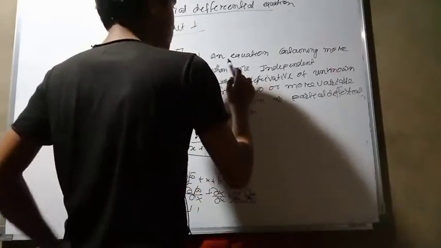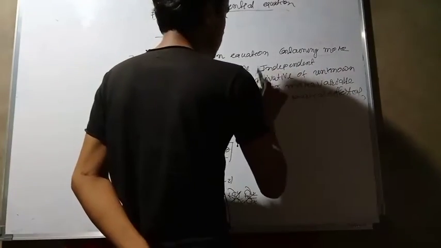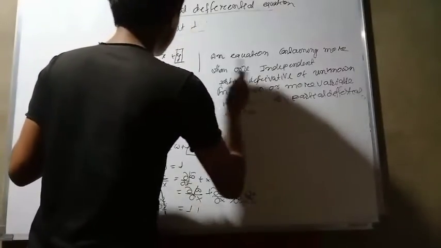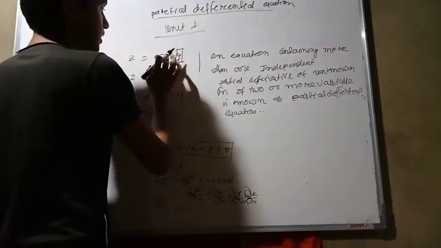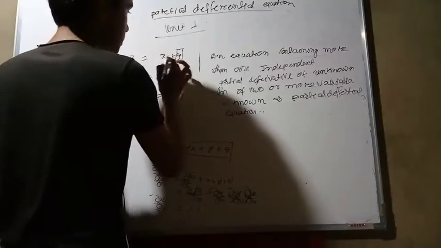Basically, the definition is about an equation containing more than one independent variable. Here I have more than one independent variable. I have taken x equal to y.